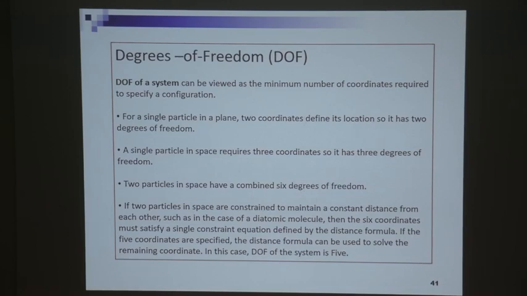Bear in mind that we say this is a rigid body, so it is not deformed, and the distance will always be there. So if 5 coordinates are specified, the distance formula can be used to solve for the remaining coordinate. In this case, the DOF of the system will be 5. You take 6 minus 1, so you get 5. So this is one way of looking at degree of freedom.